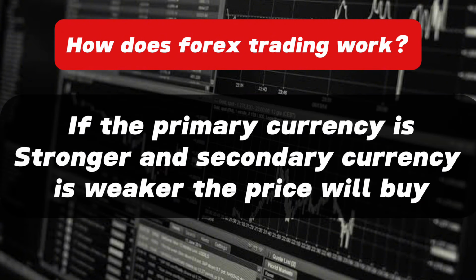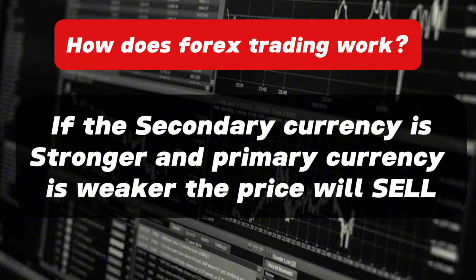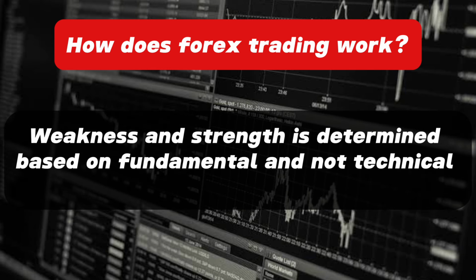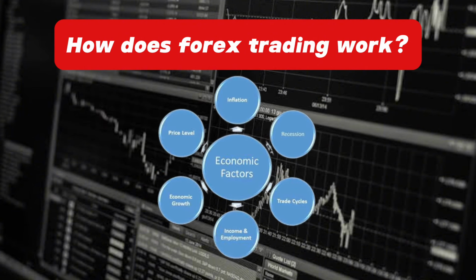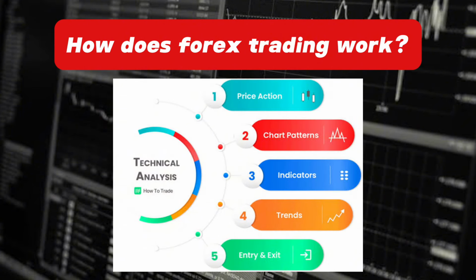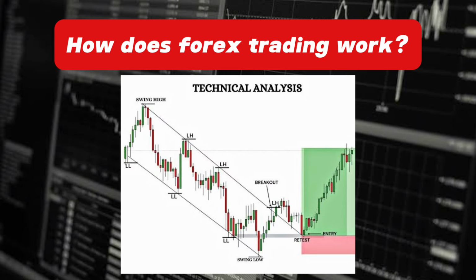If the secondary currency is weaker than the primary currency, price will buy, which invariably implies that if the secondary currency is stronger than the primary currency, price will sell. Weakness and strength are determined based on fundamentals and not technicals. Fundamental involves news and economic factors, while technical is when we are looking at the charts based on past data to determine future data.